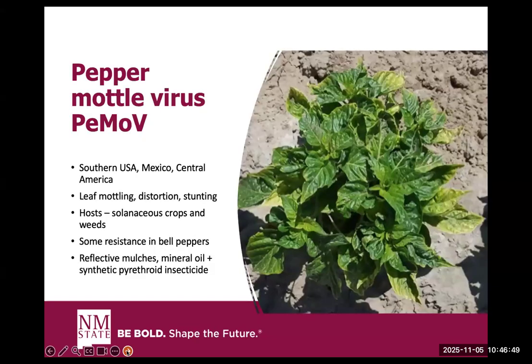All right, a little more about these. Pepper mottle virus is found throughout the Southwest, Mexico, Central America. It causes leaf mottling, distortions, some stunting, goes to solanaceous crops and weeds. Once again, there's a small amount of resistance in bell peppers. With this, back to those reflective mulches, because we're still talking about the aphids.